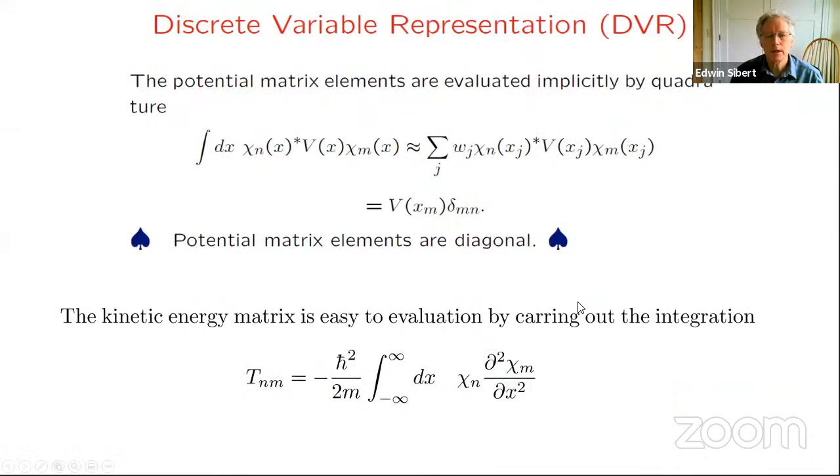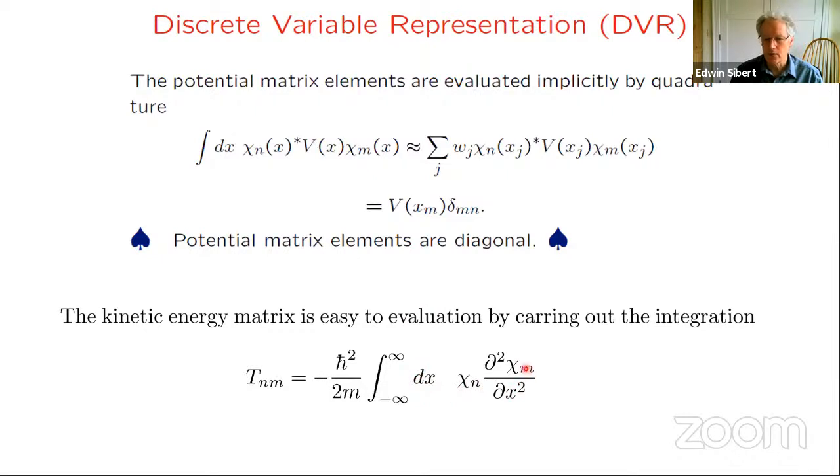And that has a great simplicity, because when you go and you do this quadrature, the only time that this term is non-zero is for the xn point. The only time this is non-zero is for the case where j is equal to m. And this is just going to be the value of the potential at that point. And so what happens is you get a diagonal potential, and the matrix element is just the value of the potential at that point. So you get a very simple way of doing integration, because your potential is diagonal and you just get the values of the points.